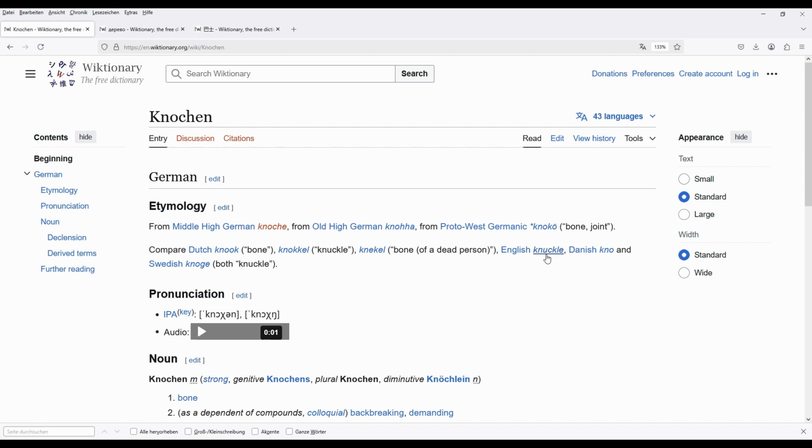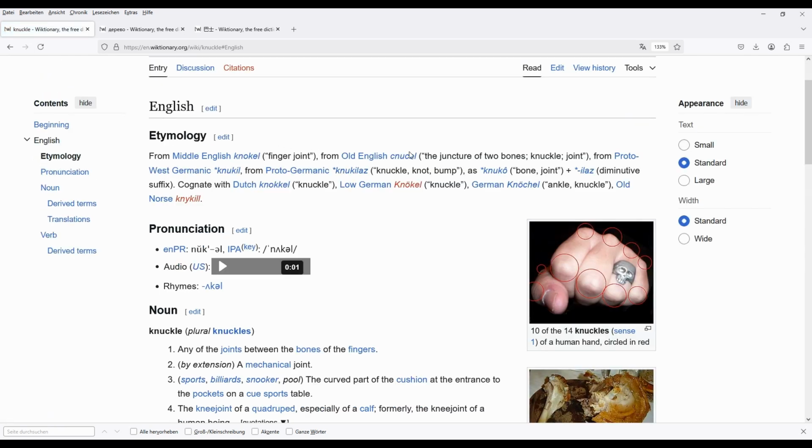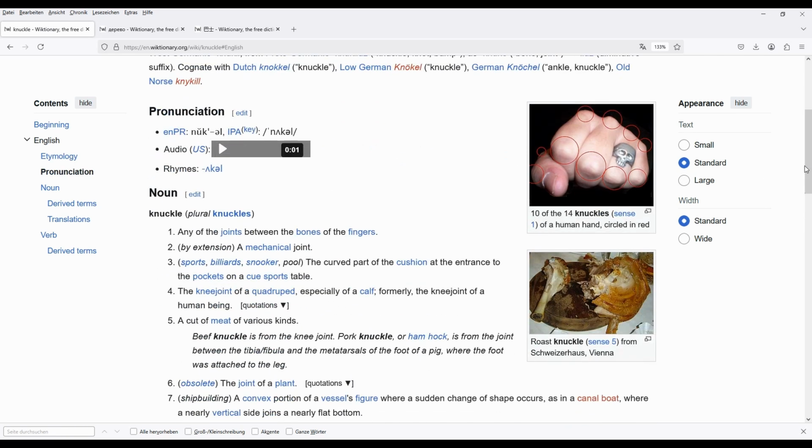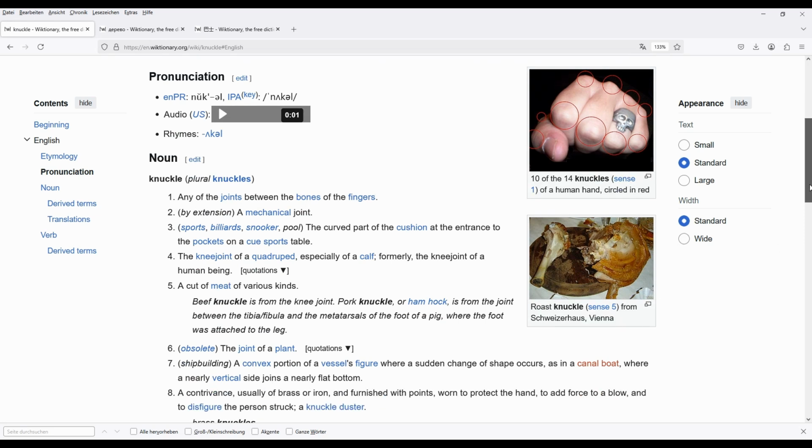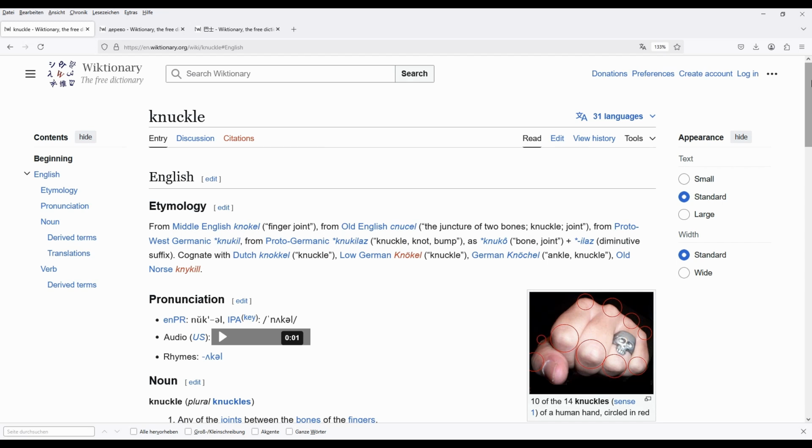It's really insightful. When we go to knuckle, we see it is related to German Knöchel, meaning ankle or knuckle. So, wow, so much. And also we have a tasty roast knuckle here in this picture. So much about the closely related languages. But as I promised you, we also want to talk about the less related languages and the not related languages in the end of this video.